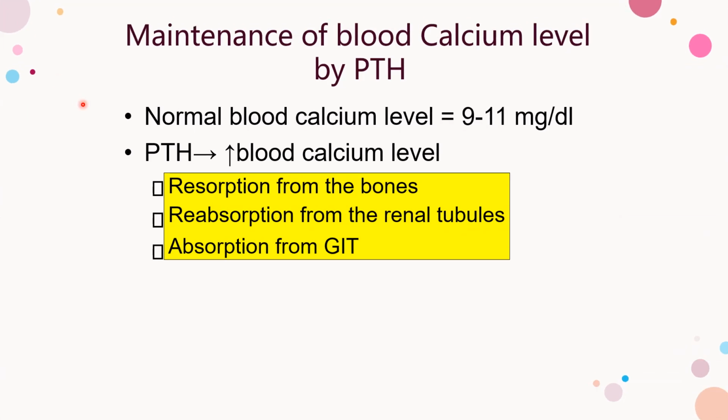So as we know, maintenance of blood calcium level is the main function of parathyroid hormone. The normal blood calcium level of 9 to 11 milligram per deciliter is always maintained by the help of parathyroid hormone. Other things also help in maintaining the blood calcium level, but the primary one is parathyroid hormone. It increases blood calcium level by resorption from the bones, reabsorption from the renal tubules, and absorption from GIT. So by these three mechanisms, parathyroid hormone increases the blood calcium level so that it is always maintained at 9 to 11 milligram per deciliter.